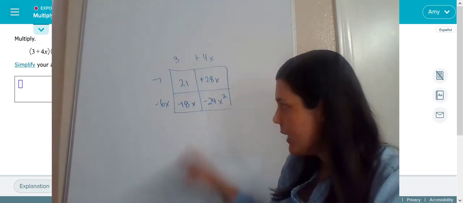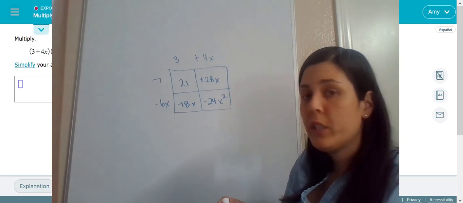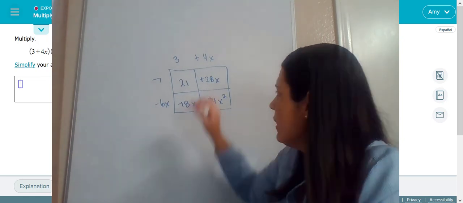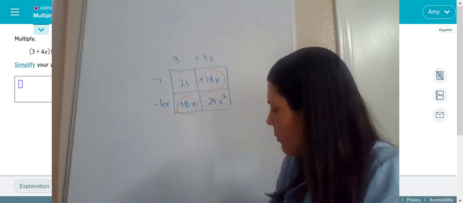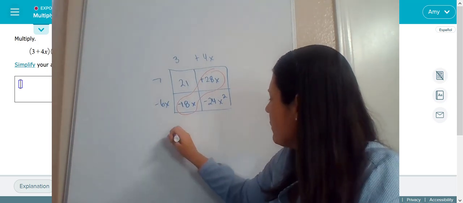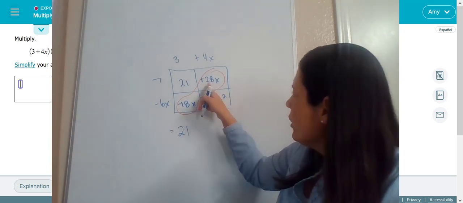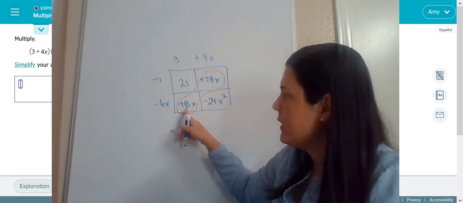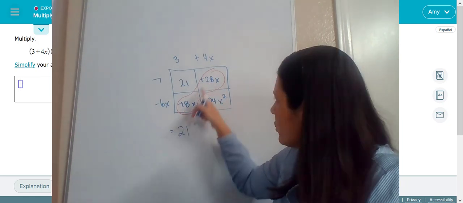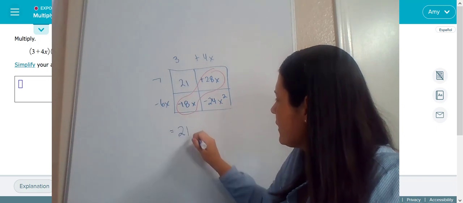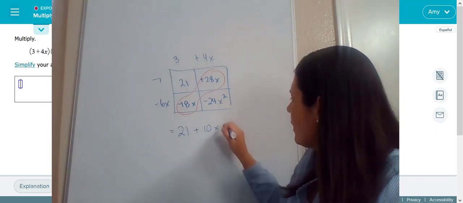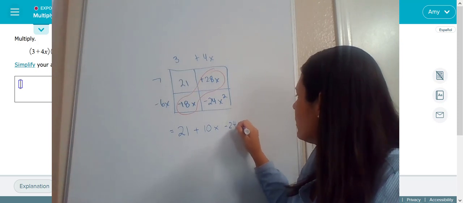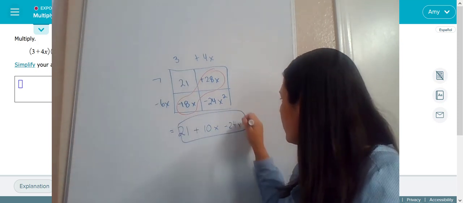Okay, so everything in this box is my answer, but I do need to combine any like terms that I see. And in this case, we have some like terms right here. So I'm going to combine those. So I have as my answer 21. 28 of something, take away 18 of the same thing. So 28 x's take away 18 x's is just 10 x's, positive 10x. And then minus the 24x squared. And this is my answer.